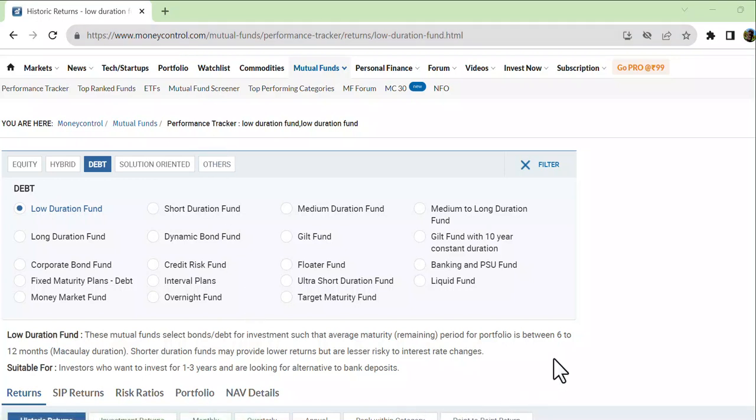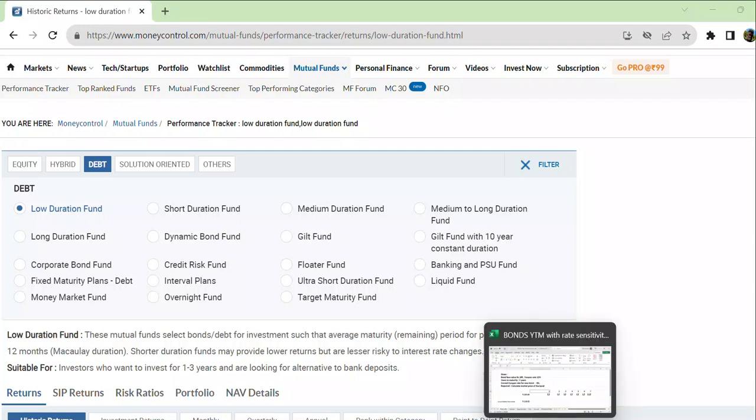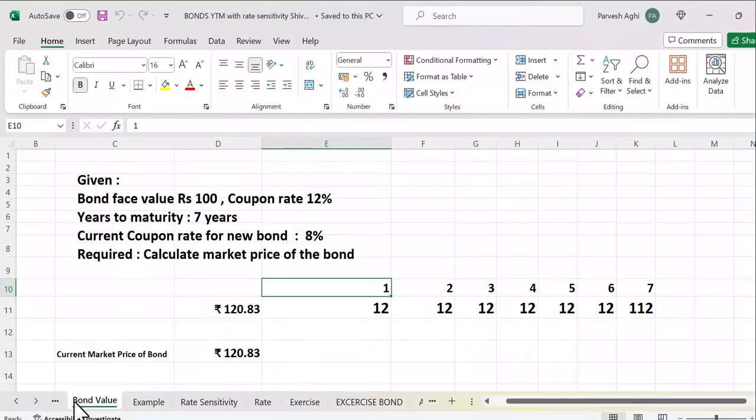And you will find a word called duration always used. Before we understand that, we must understand what are bonds. So I'll just take you, first, to understand the bonds.